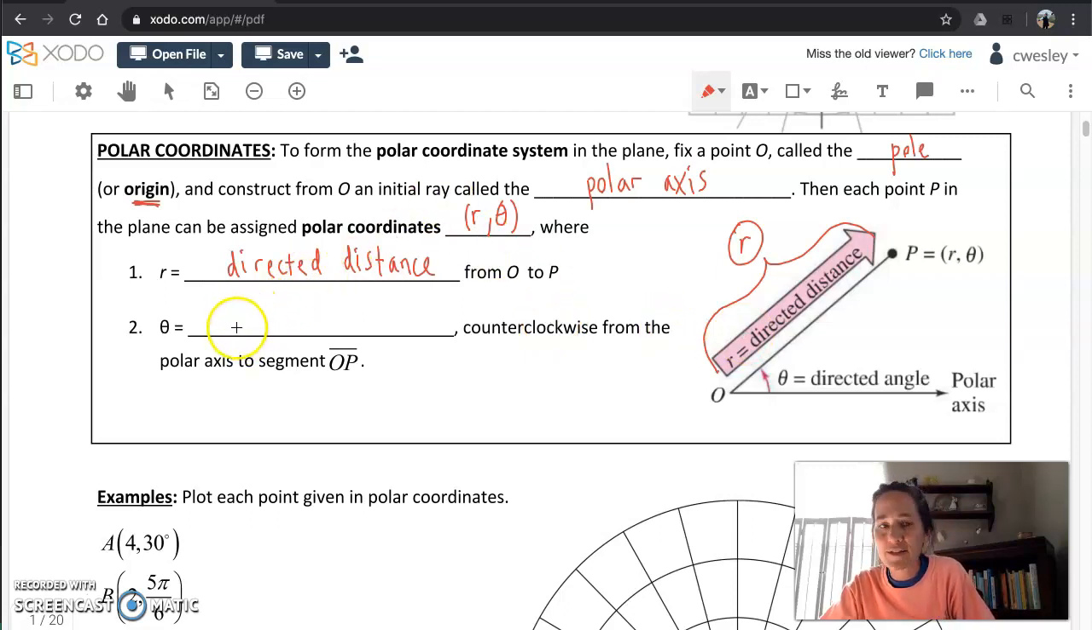Theta is going to be a directed angle, measured the normal way, counterclockwise from the polar axis to the segment OP there. So you go out up the angle theta, you come out a certain amount of radii here.